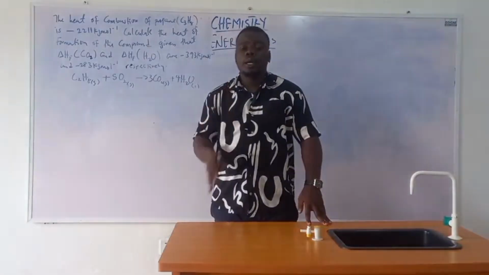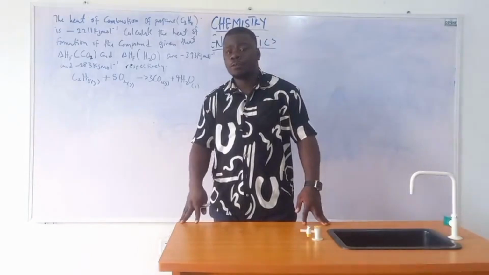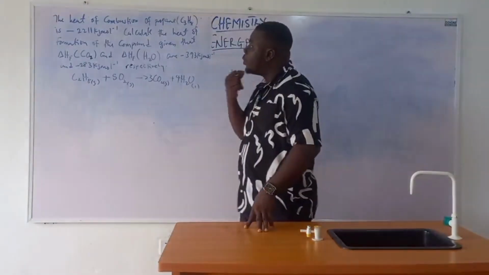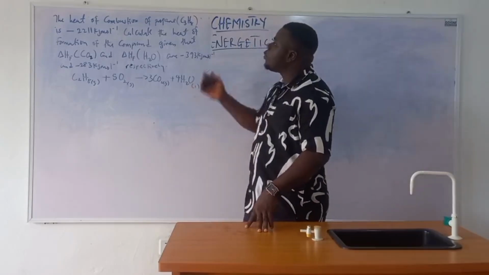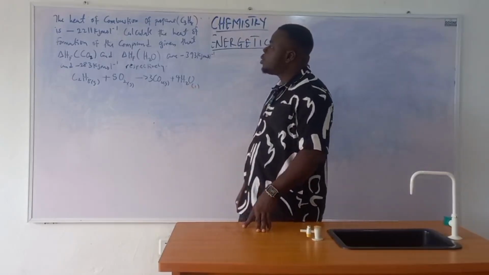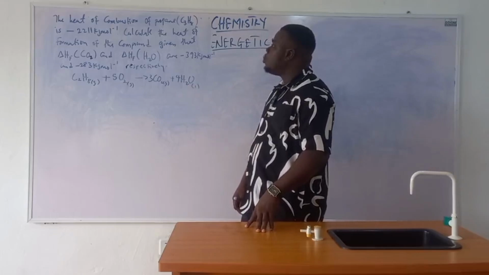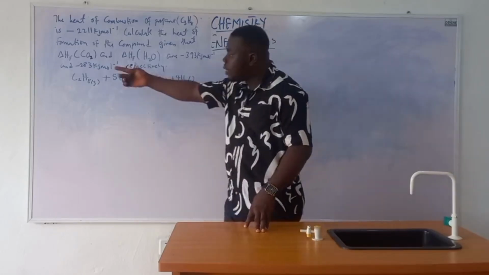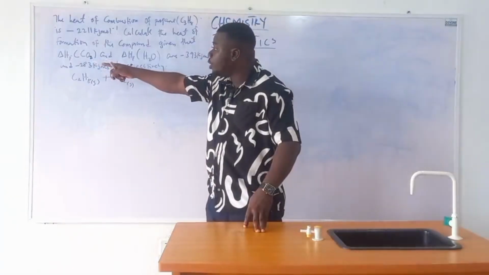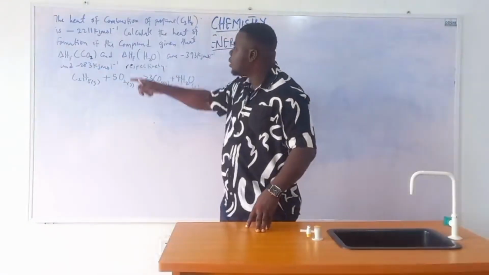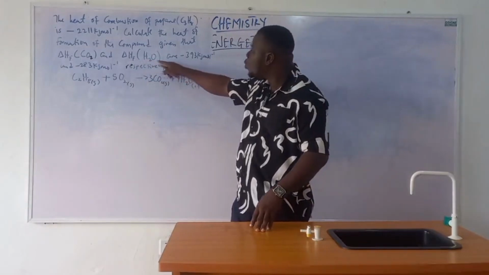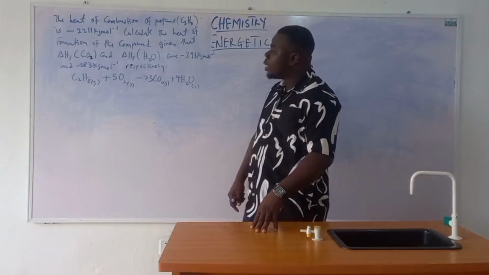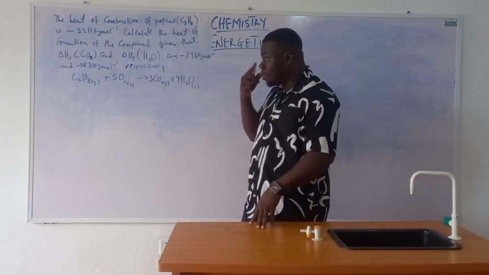So let's jump to the calculation aspect of enthalpy before we go into entropy. Now, here's a question under enthalpy. They say the heat of combustion of propane is minus 2211 kilojoule per mole. Calculate the heat of formation of the compound, given that the change in enthalpy of formation of CO2 and change in enthalpy of formation of H2O are minus 393 kilojoule per mole and minus 283 kilojoule per mole respectively.